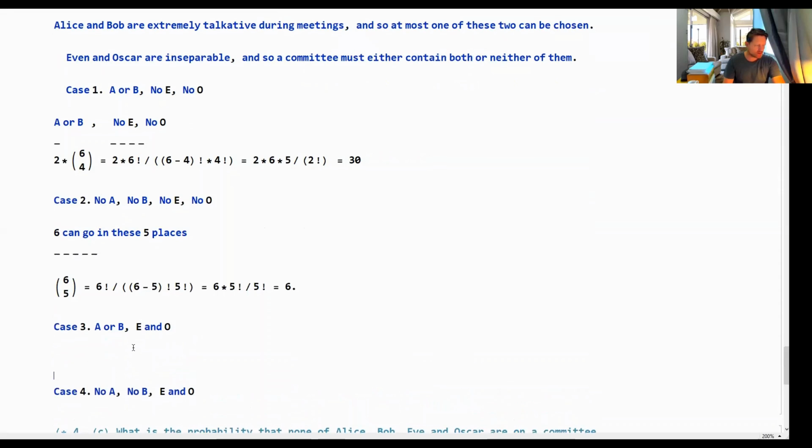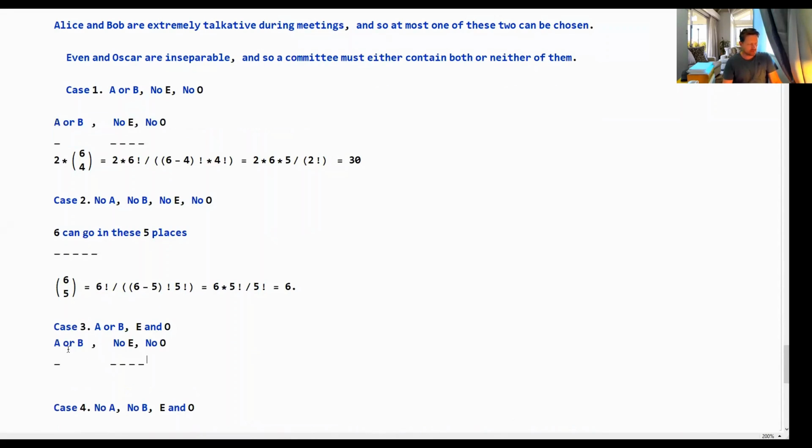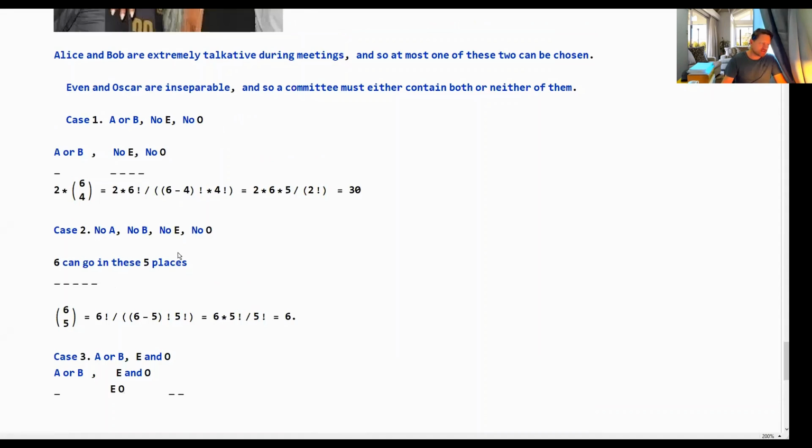Now case 3, Alice or Bob. I can copy a little bit of what I've got up here, part of the diagram, and then we also have Eve and Oscar. I need to draw this a little bit differently. We fill this with Eve and Oscar, that inseparable pair right here.